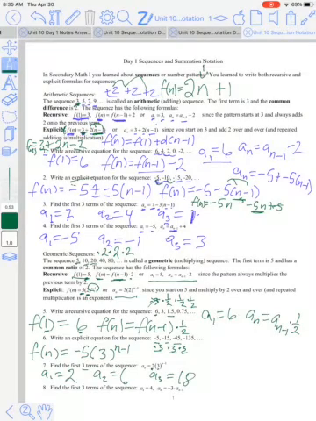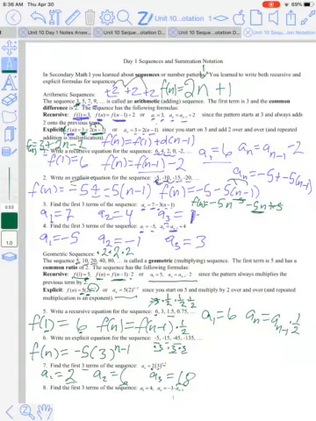If you don't want to think of it that way, you still could plug a 1 in. 1 minus 1 is 0. 3 to the 0 is 1. 1 times 2 is 2. Plug 2 in. 2 minus 1 is 1. 3 to the 1 is 3. 3 times 2 is 6. Plug a 3 in. 3 minus 1 is 2. 3 squared is 9. 9 times 2 is 18. Either way works for me.